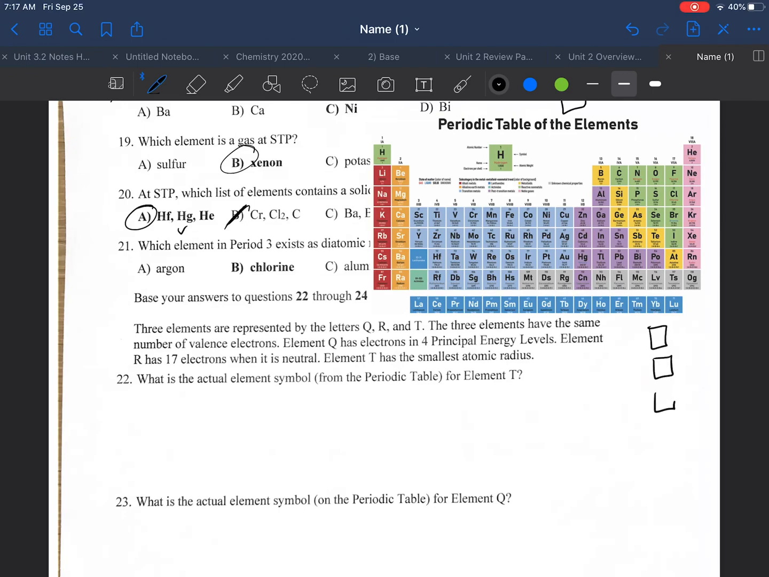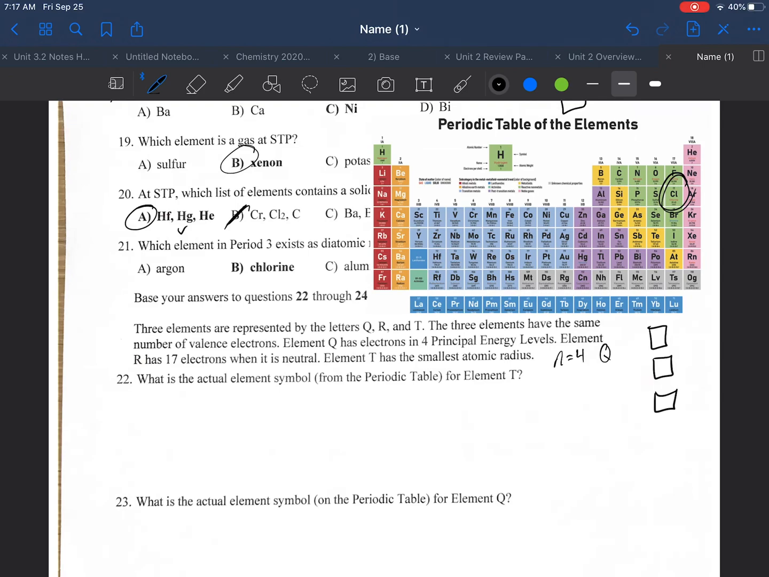Then it tells me element Q has electrons in 4 principal energy levels. So wherever n is equal to 4, or period 4, is going to be Q. Then it says element R has 17 electrons when it's neutral. We need to remember that 17 electrons means it has 17 protons if it's neutral. So if we find the atomic number 17, that's chlorine.